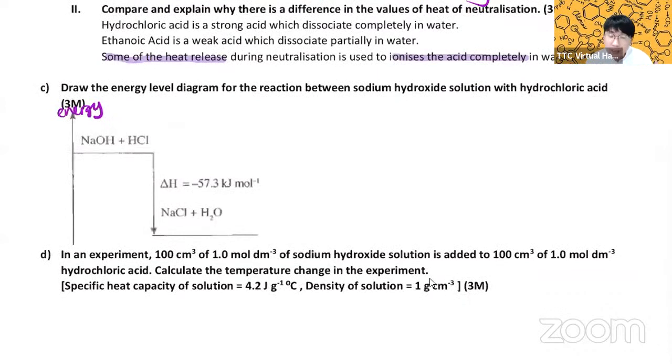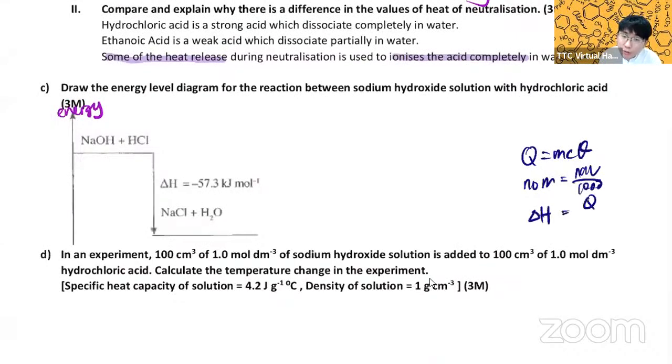Okay, then in this topic, you have some calculation here. But guys, do you remember all the formulas that you need in this topic? The formulas you need is what? Q equals mc theta, and then number of mole equals some formula. Usually it's MV over 1000, because you have multiple number of mole calculations. Lastly is delta H. How to find delta H? Take your Q, divide by your number of mole.